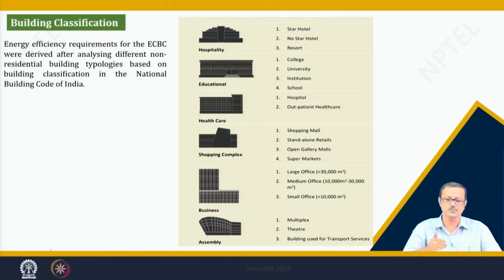So, it includes hospitality, that means 5-star and 4-star hotels. It includes educational buildings, colleges, universities, institutions and all, healthcare buildings, the hospitals, the shopping complexes, business houses like offices and all, large and small scale offices. Also it includes assembly buildings like theatres and multiplexes and all.